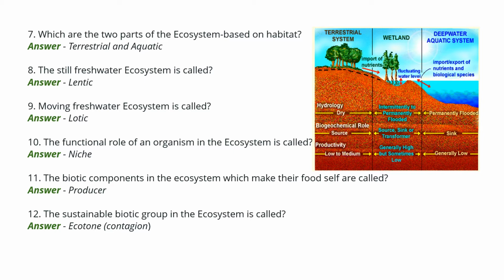That explains your next question, question number 9. The moving freshwater ecosystem is called dash, that is called lotic. Next question: the functional role of an organism in an ecosystem is called what? The organism lives in its habitat within a community. Before that, I'll tell you the answer. It is called niche.